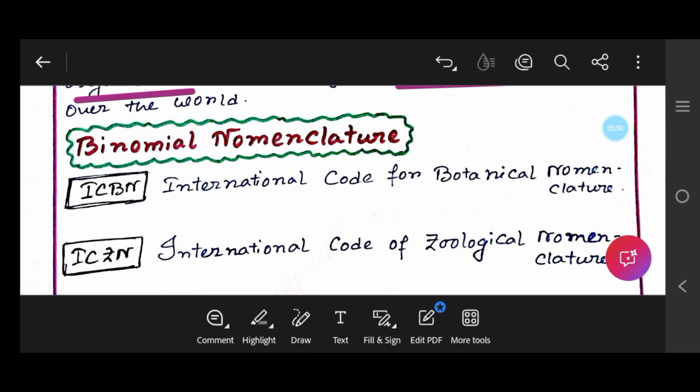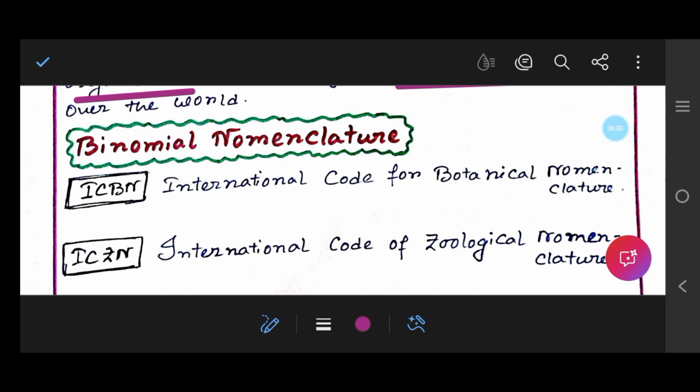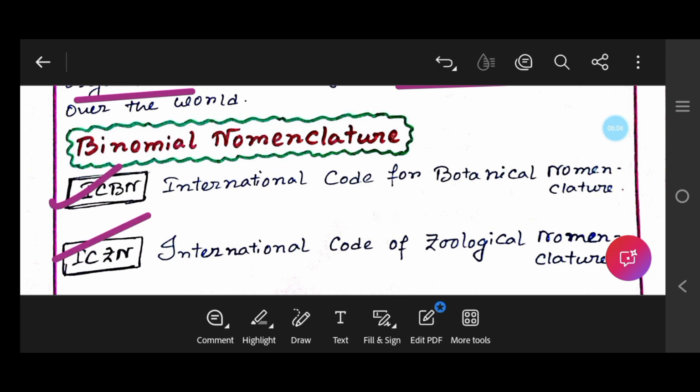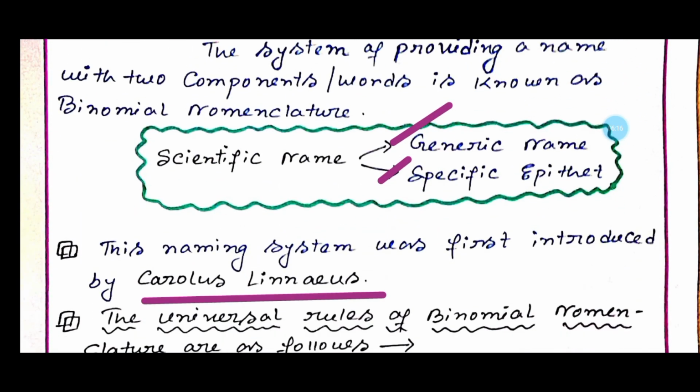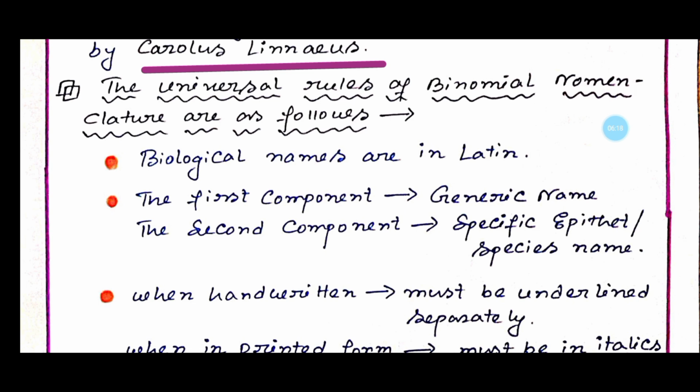Similarly, what is ICZN? ICZN is the International Code of Zoological Nomenclature. That means it is also a code, or a set of rules, on the basis of which the scientific names of all the animals are given. I hope it is clear. Now, we will study the rules of binomial nomenclature.